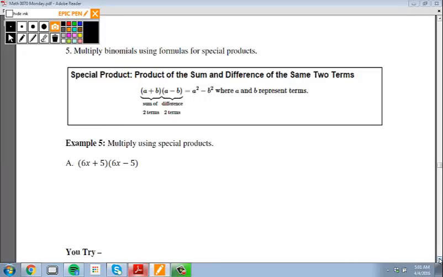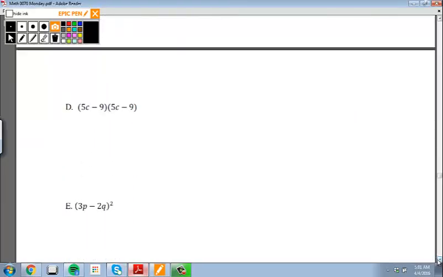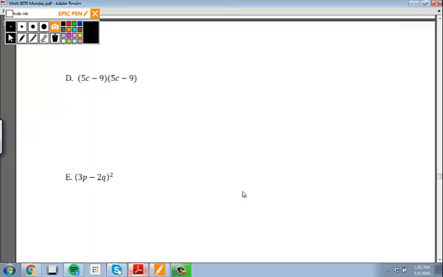Alright, so let's look at the next couple of formulas. You see a couple more formulas there. Again, these aren't necessarily the formulas that you really need to remember, but I will write them on the screen again. Alright, so if you have 5c minus 9 times 5c minus 9, it's actually 5c minus 9 squared.